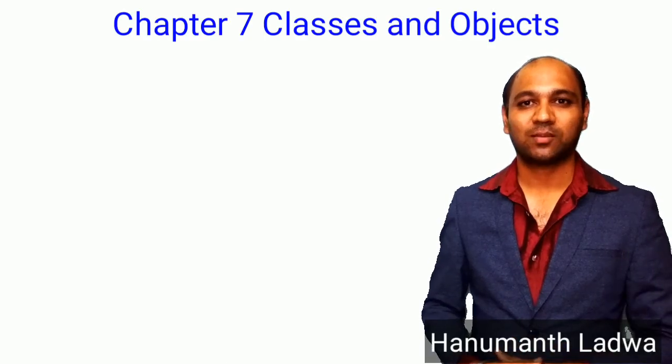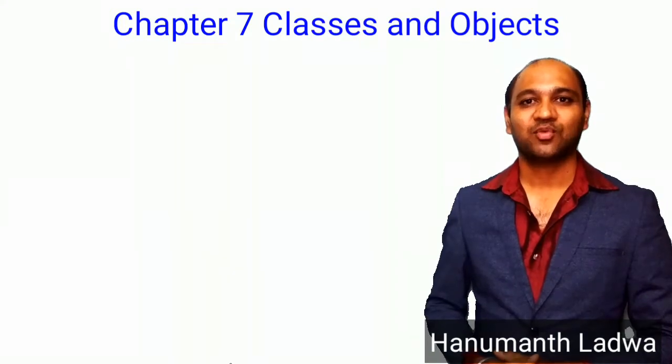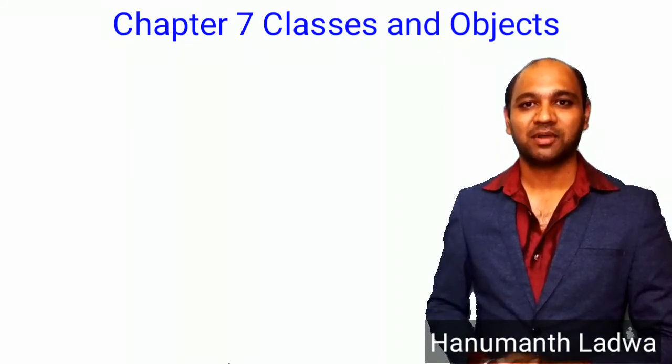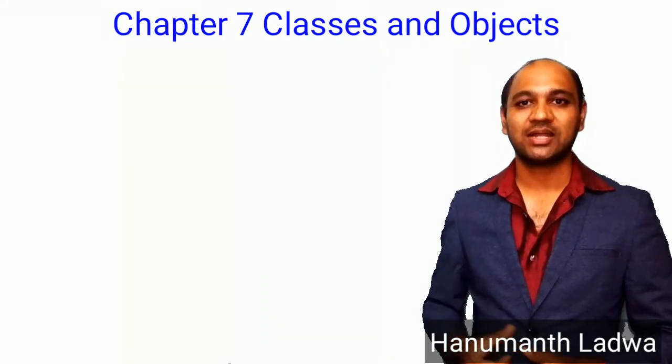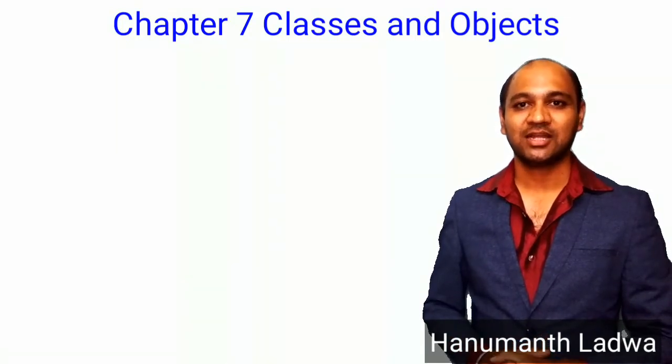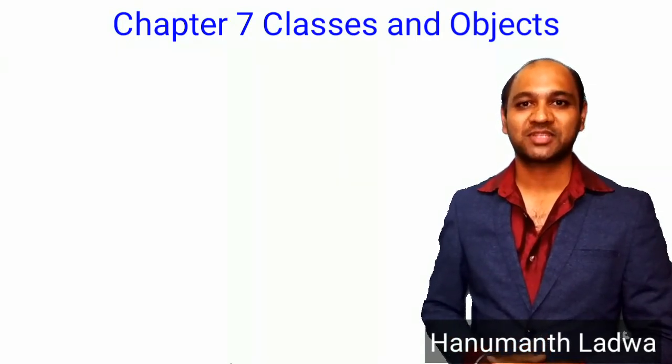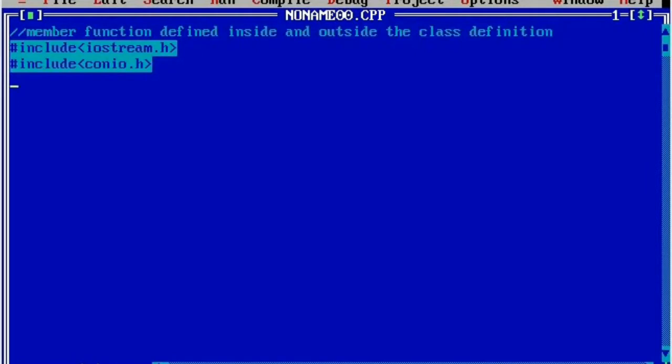Now let us take one more example. So here we are going to define the member function inside as well as outside of the class definition. So for that, again I'm going to take you to my laptop screen. Here you can see I've written in a single line comment: member function defined inside and outside the class definition, hash include iostream.h, hash include conio.h, and now I'm going to define a class here.